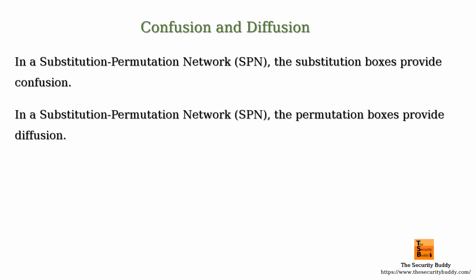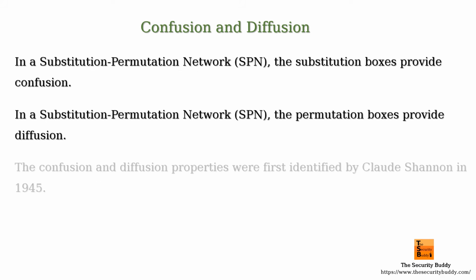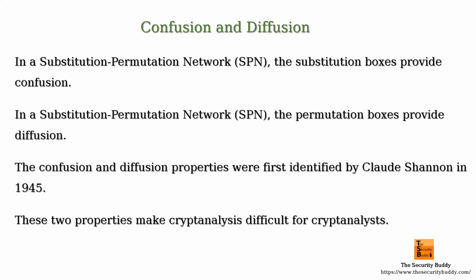The confusion and diffusion properties were first identified by Claude Shannon in 1945. These two properties make cryptanalysis difficult for cryptanalysts.